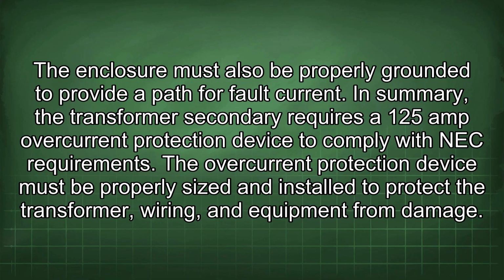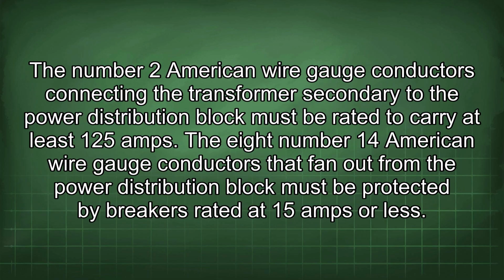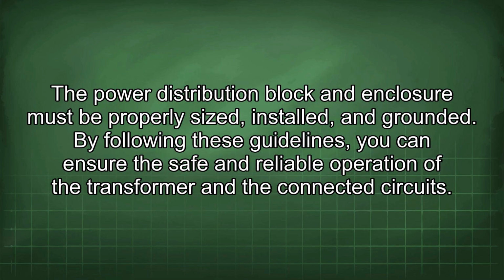The overcurrent protection device must be properly sized and installed to protect the transformer, wiring, and equipment from damage. The number 2 American wire gauge conductors connecting the transformer secondary to the power distribution block must be rated to carry at least 125 amps. The 8 number 14 American wire gauge conductors that fan out from the power distribution block must be protected by breakers rated at 15 amps or less. The power distribution block and enclosure must be properly sized, installed, and grounded.